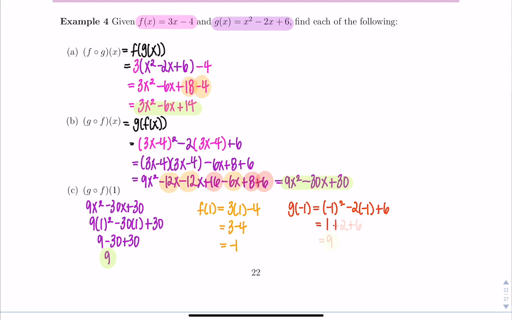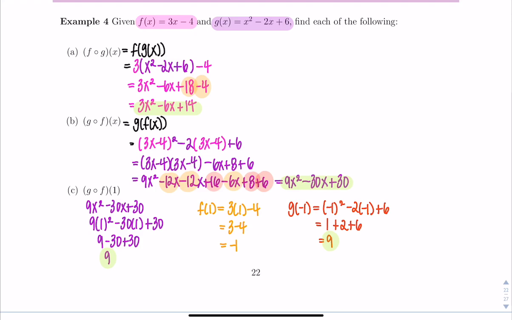So we get 1 plus 2 plus 6, which is 9. So either way, you get the exact same answer. If you have not calculated out g of f of x, in my opinion, it's the easiest to go with the second route and simplify that way.